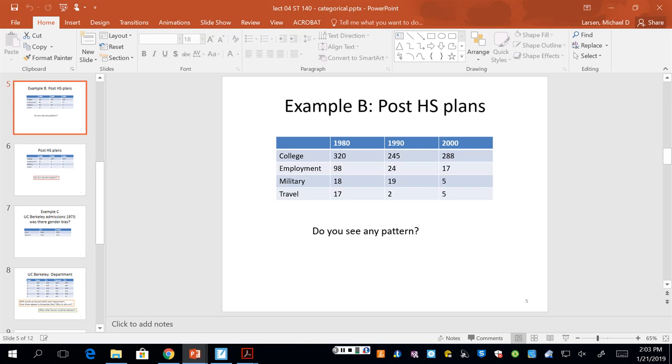People were asked, what are you going to do after high school? Some people said, go to college. Some people said, get a job, be employed, or military, or travel. And travel might have been a kind of catch-all for other stuff, right? Do you see any pattern? Yes. A lot more people are going to college now than in 1980.